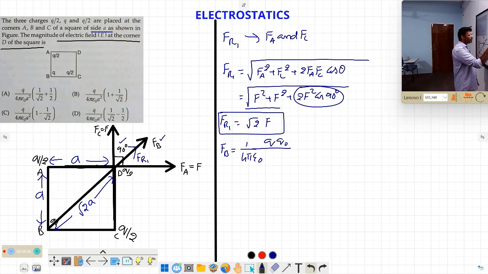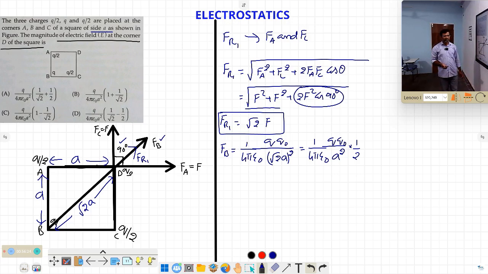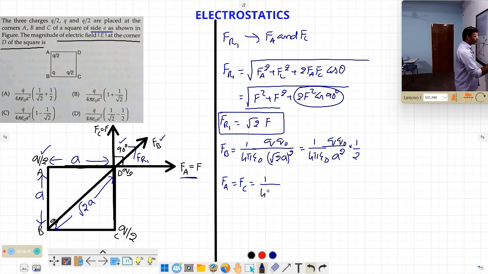So I can write FB is equal to 1 by 4 pi epsilon naught Q Q naught by the square of the distance between B and Q naught. What is the distance? That is root 2 A whole square, because as per the formula, it is the square of the distance. Now if you solve it, what are you going to get? This is 1 by 4 pi epsilon naught Q Q naught by A square, taking it common, and root 2 whole square is 2, that is nothing but 1 by 2. So here, FB value in terms of F, what is F here? This F is the force between Q by 2 and Q naught. That force I can write as FA is equal to FC is equal to 1 by 4 pi epsilon naught.